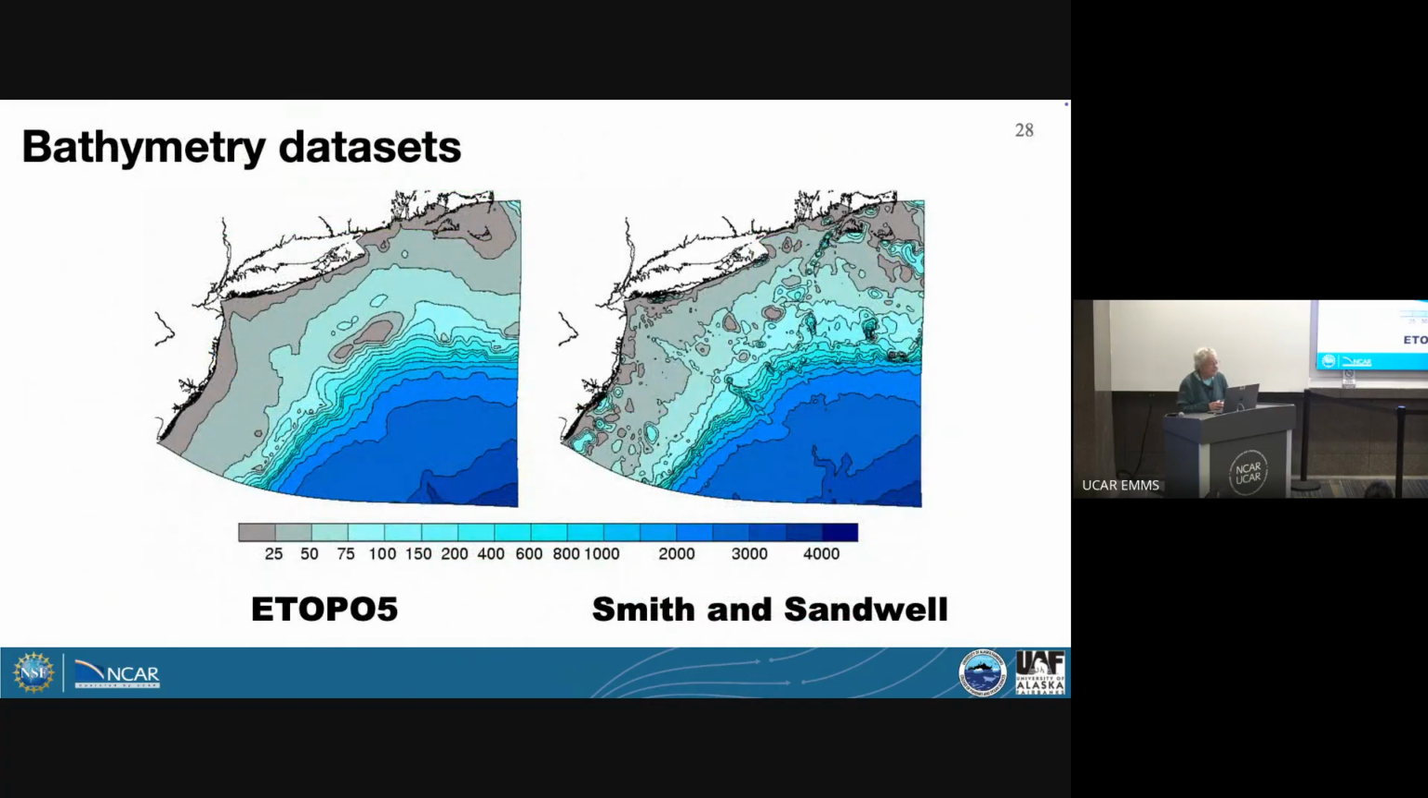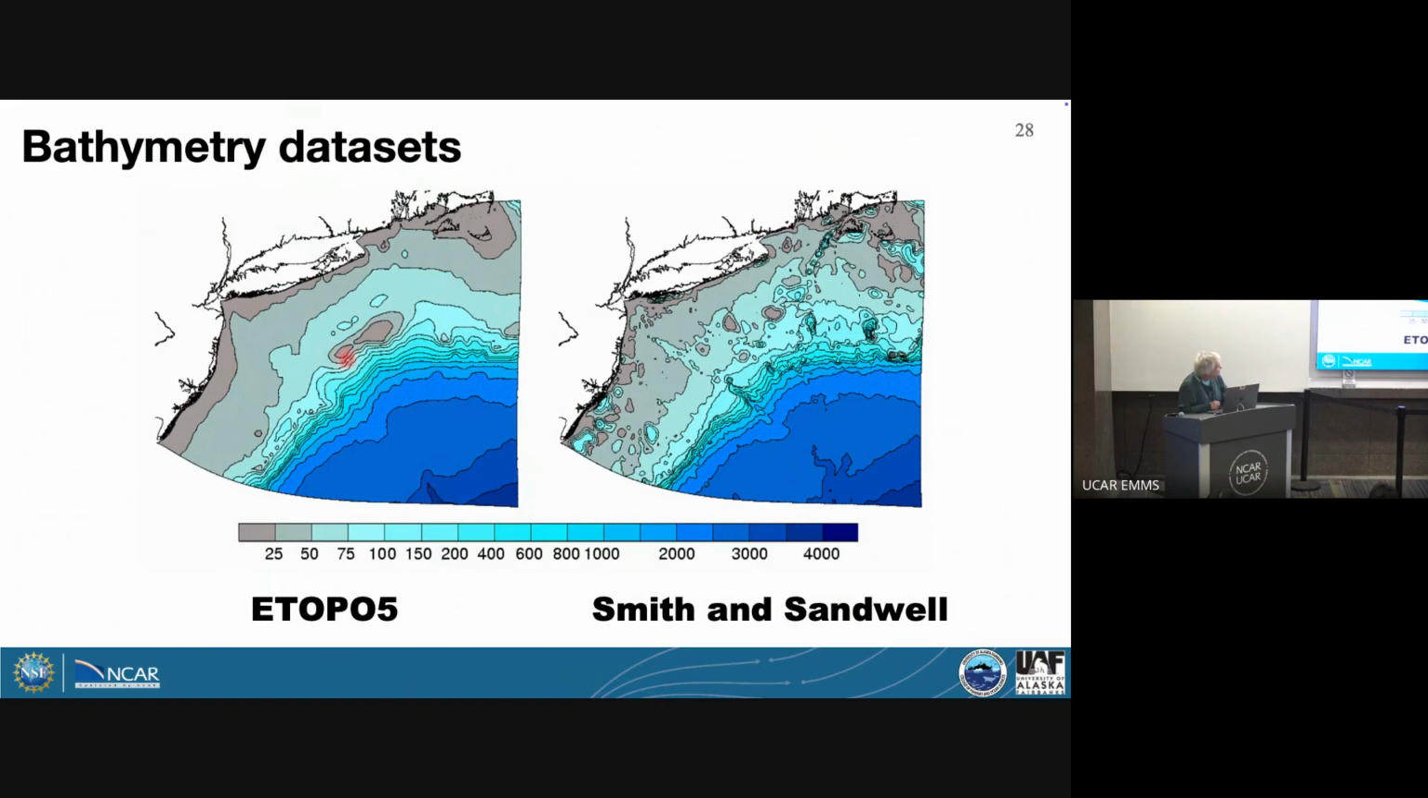Okay, once you have a mesh, the next step is putting a bathymetry on it. And again, this is an old slide. Back in the day, eTopo 5 was on 5-minute resolution, and it was really quite smooth. So this is a domain where I don't have a Hudson Canyon. Here's the Hudson River outflow, and the canyon is kind of washed out.